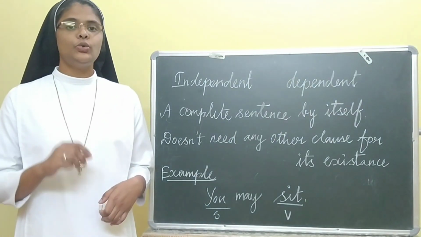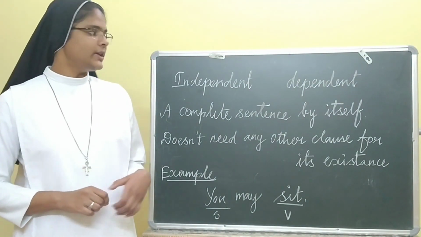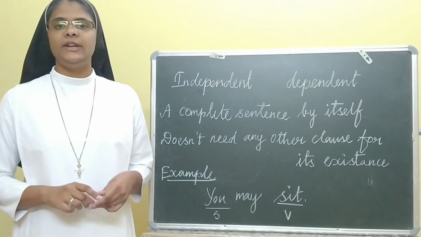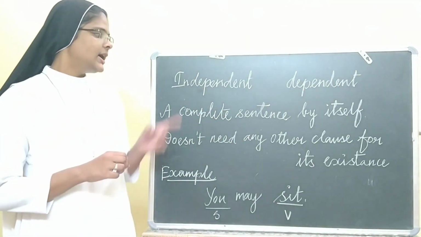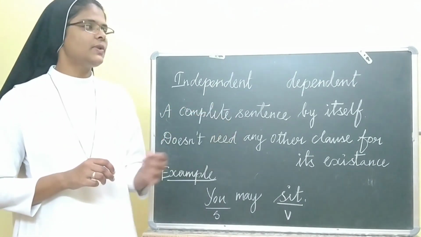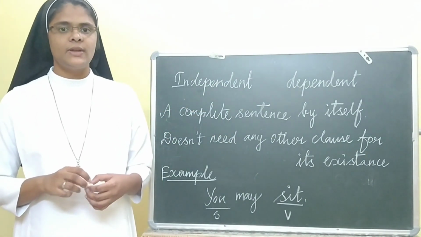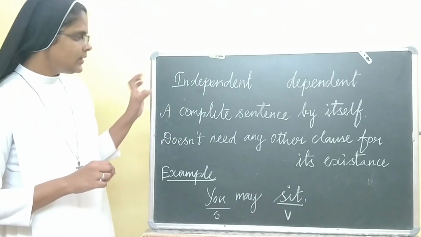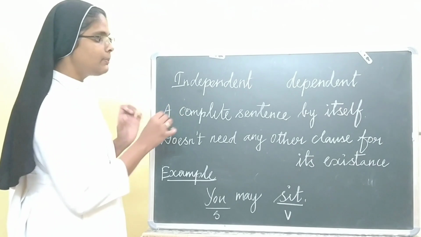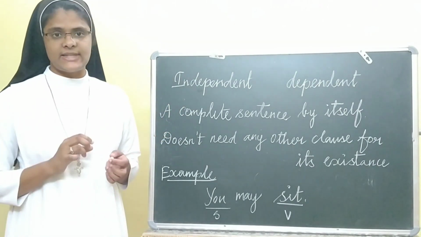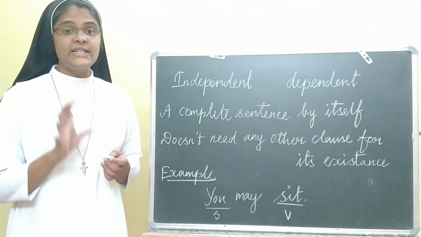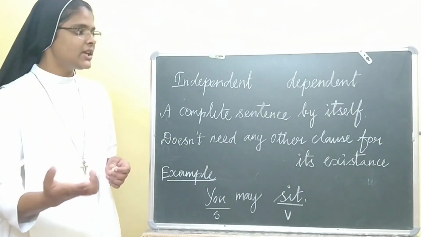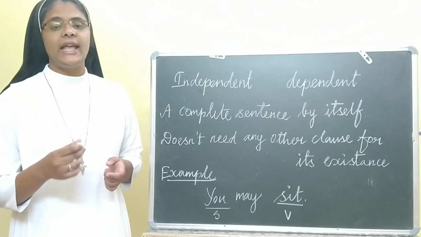There are two types of clauses. One is the independent clause, another is the dependent clause. Now let us see what an independent clause is. Independent clauses are a complete sentence by itself. It gives a complete sentence by itself. It does not need any other clause for its existence.